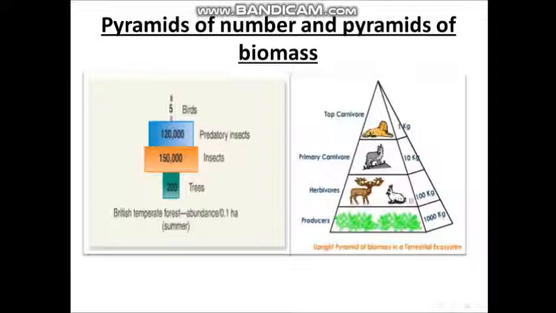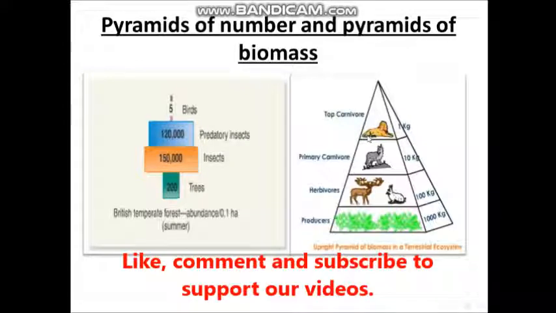1000 kg of producer is enough for 100 kg of herbivores to eat. Now these 100 kg of herbivores are enough for a primary carnivore to eat, that is of 10 kg. And now this 10 kg primary carnivore is enough to feed a 1 kg top carnivore.